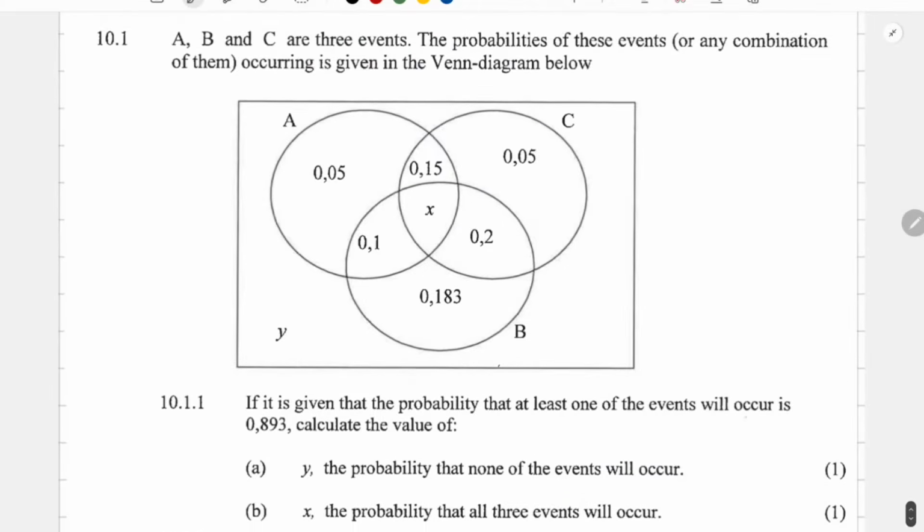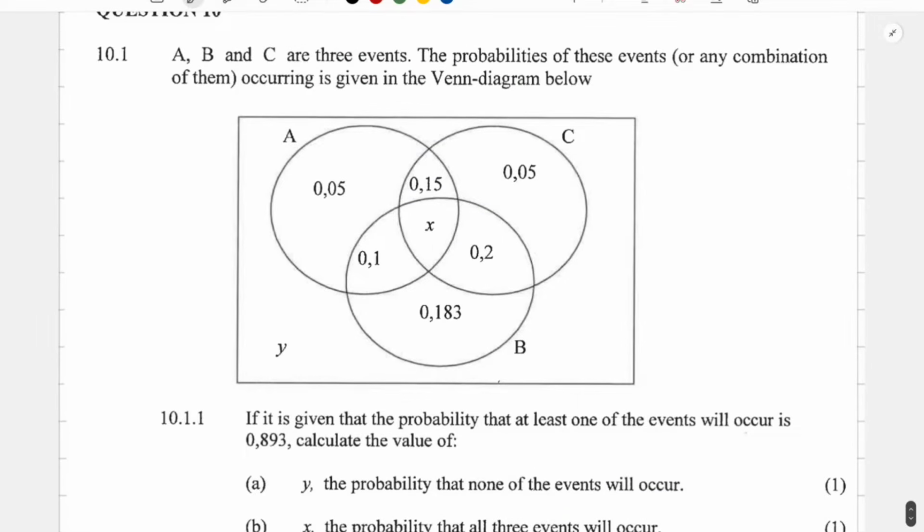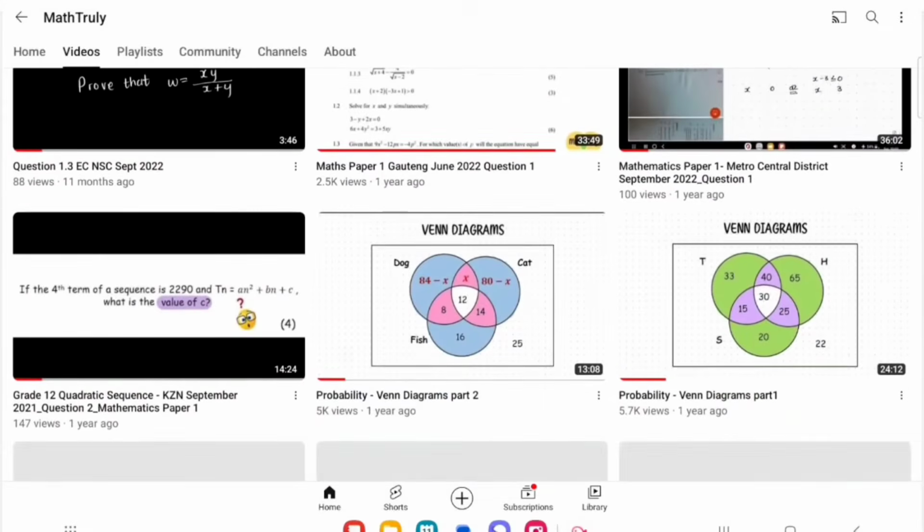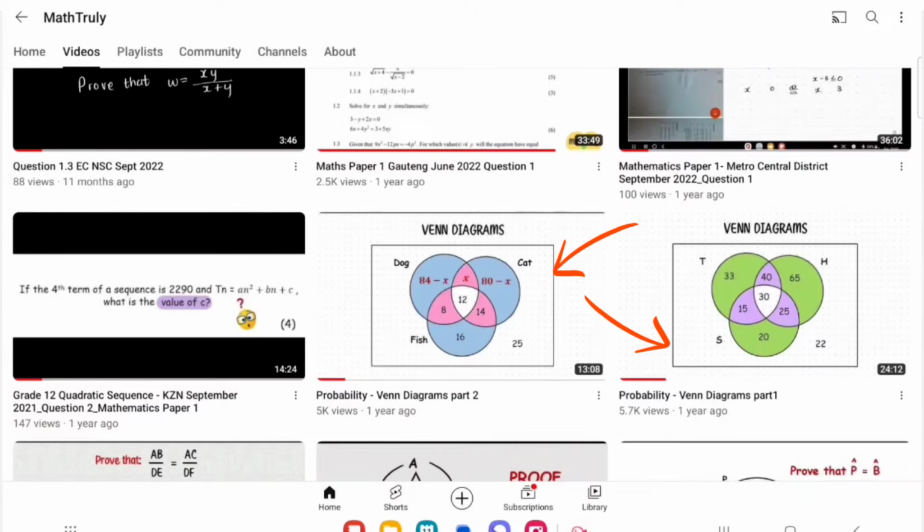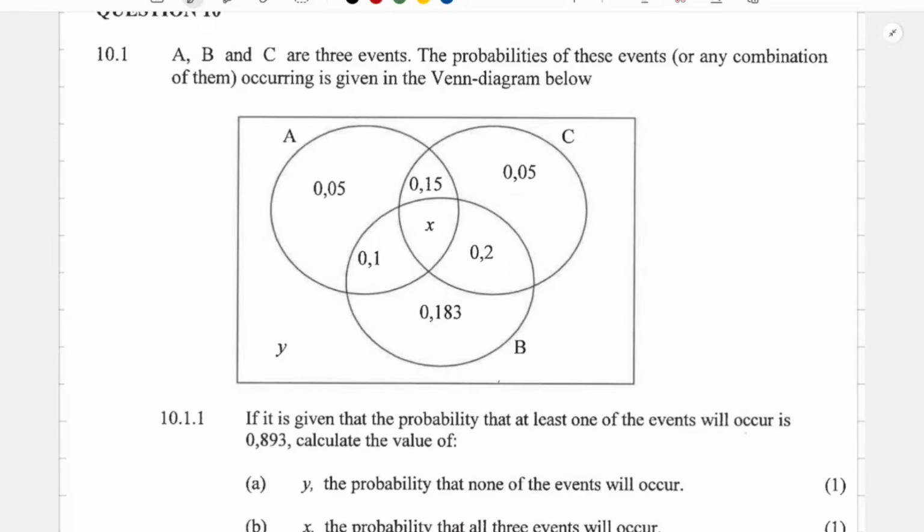Okay, before even diving into this question, I want to explain something quickly about Venn diagrams. Venn diagrams are one of the simplest parts of probability. When you get a Venn diagram, it's really something that you shouldn't be worried about. And I explain Venn diagrams in more detail in these two videos that I'm showing you now. So you can check out those videos if you know that you struggle with Venn diagrams.